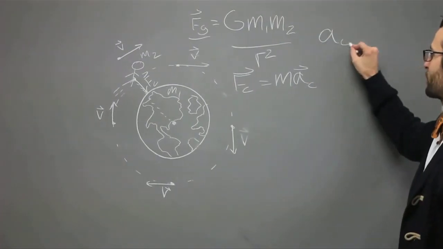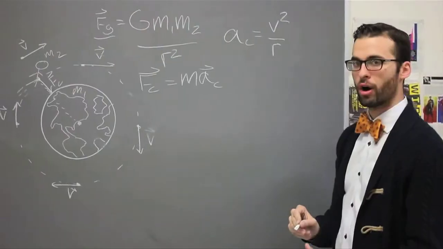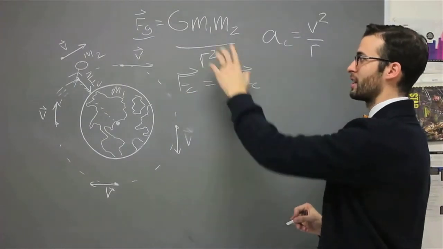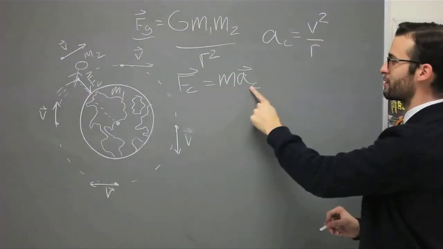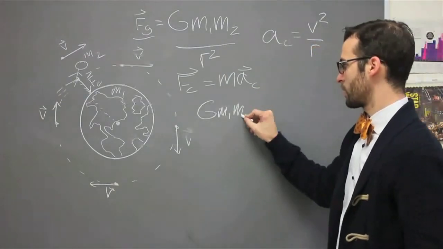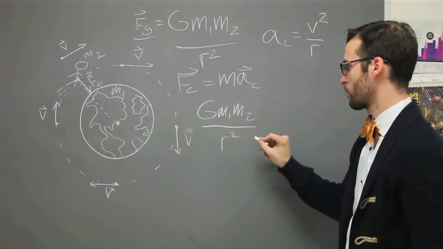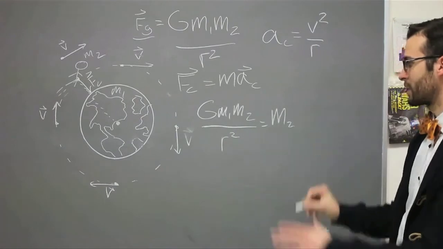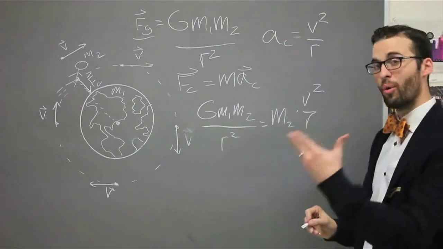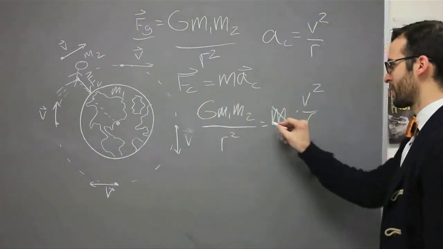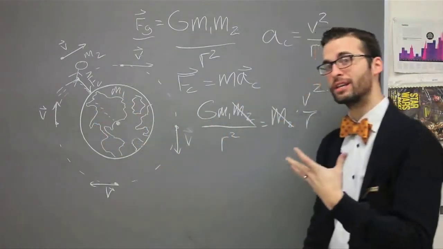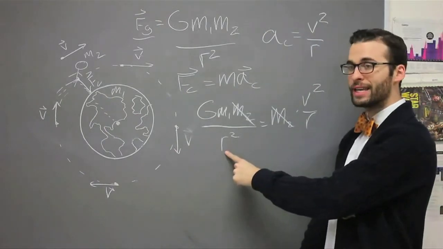Now, centripetal acceleration is v squared over r. So I'm going to take Fg and Fc, set them equal to each other, and substitute in v squared over r for a_c. So I end up with G m1 m2 all over r squared being equal to the mass of Gravity Guy, which we said was m2, times v squared over r. So one thing that his speed does not depend on is his mass. All that it depends on is the mass of what he is orbiting around and how far away he is.